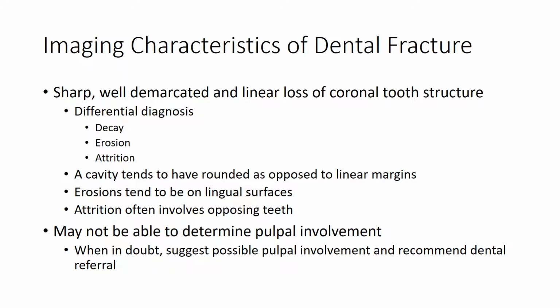Attrition will often involve opposing teeth. So there'll be a defect on, let's say, the upper tooth, and its opposing lower tooth will have a very similar defect, and that suggests attrition as opposed to trauma.